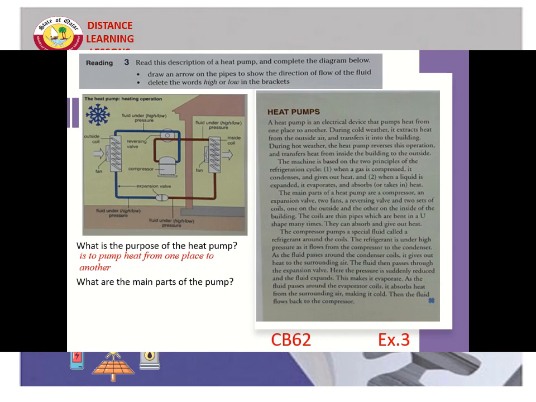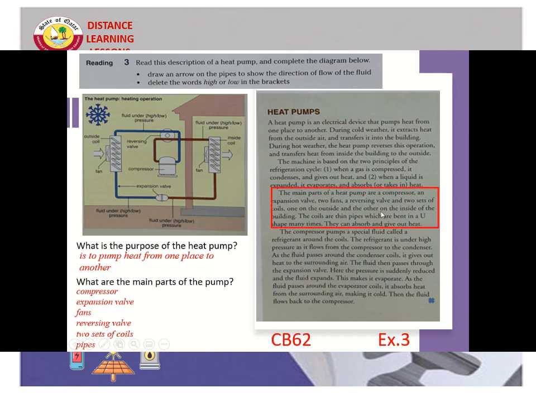The purpose of the heat pump is to pump heat from one place to another, and this is where we got the answer from. The next one is, what are the main parts of the heat pump? The main parts of the heat pump are compressor, expansion valve, fans, reversing valve, two sets of coils, and pipes. Basically, you can see all the parts here, and we got this as well from the text here.